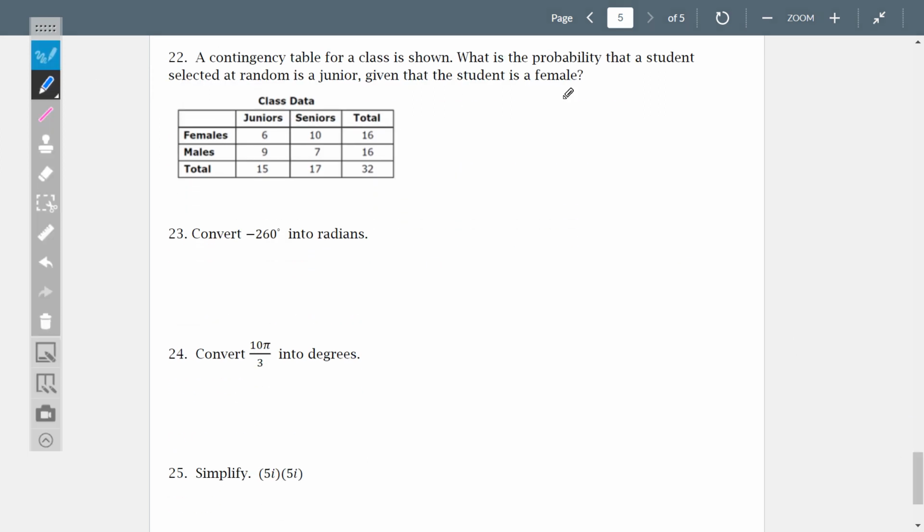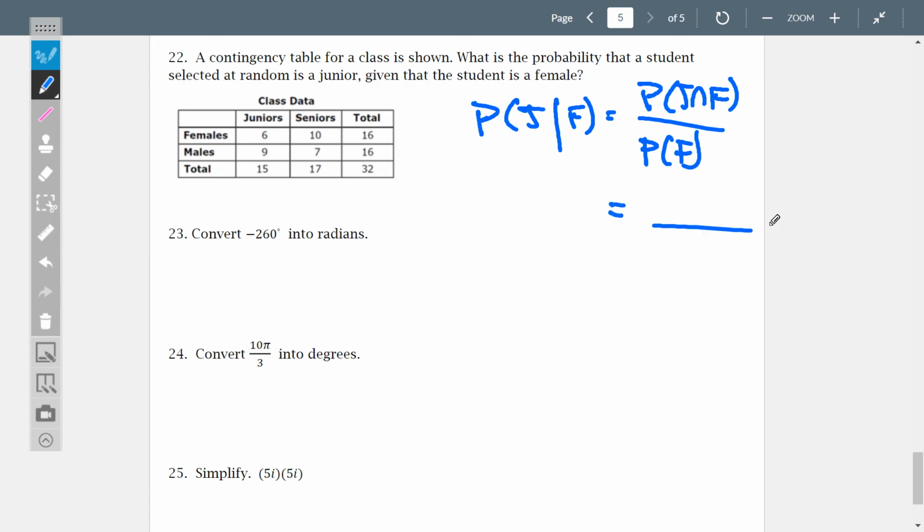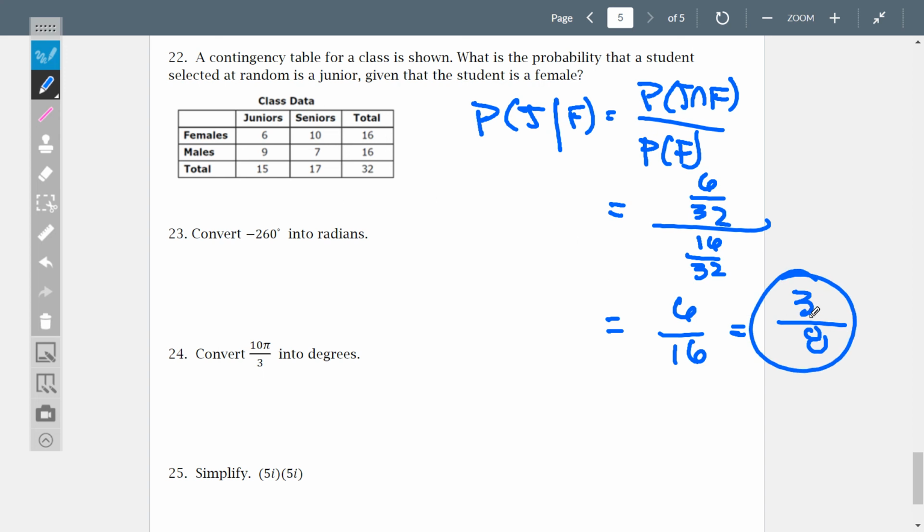We have a contingency table. What is the probability that a student selected at random is a junior given that the student is a female? So the probability of a junior given they're a female. On the top, we want the probability of both junior and female. On the bottom, we want the probability of just being a female. The probability of being a female is 16 over 32. The probability of being a junior and a female is 6 over 32. So we get 6 over 16, or 3 over 8. This is the probability of a junior given that the student is a female.